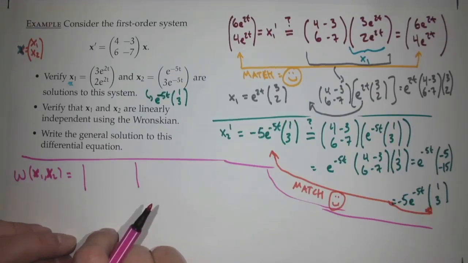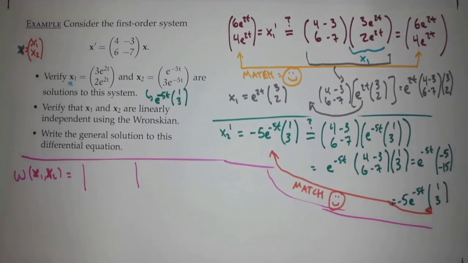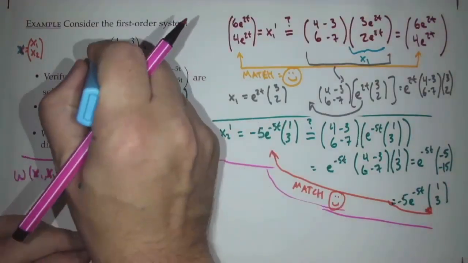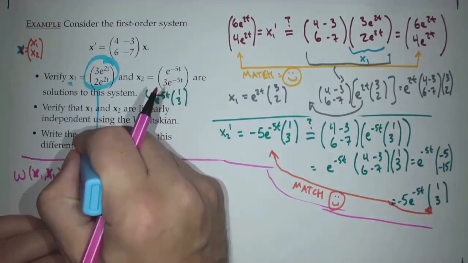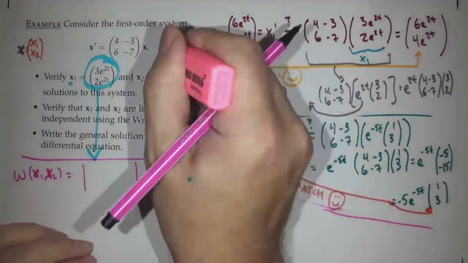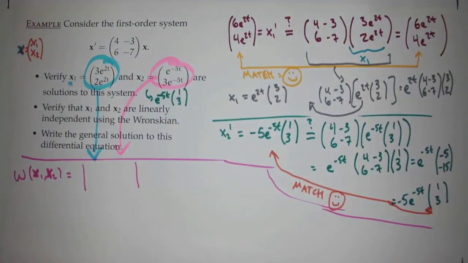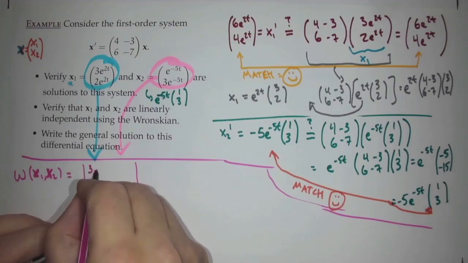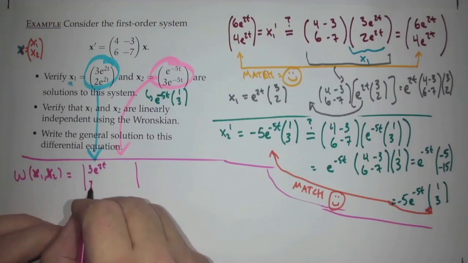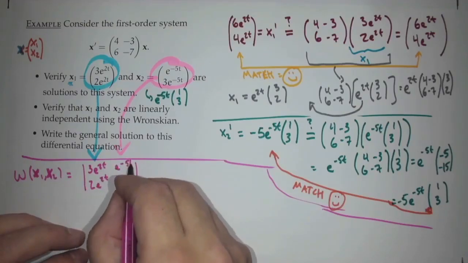Just take them next to each other. So the punchline here for the Wronskian is that these pieces here are the columns. So x1 will be a column, and x2 will be the other column. So when you're making your Wronskian, there's no "I'll take the derivatives," nothing like that. It's just write down the actual vectors, and the vectors make up the columns. So that's what we'll do.